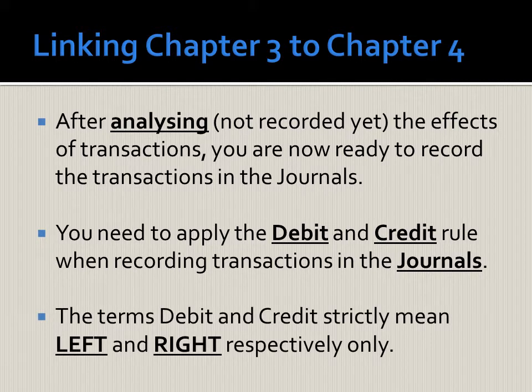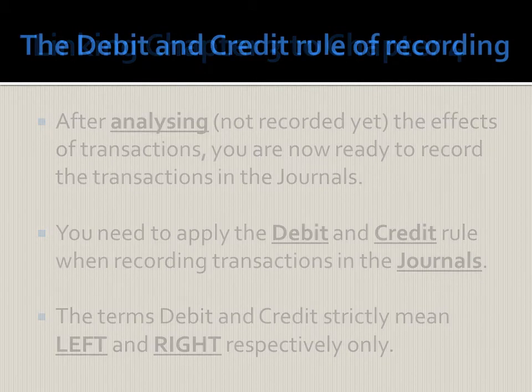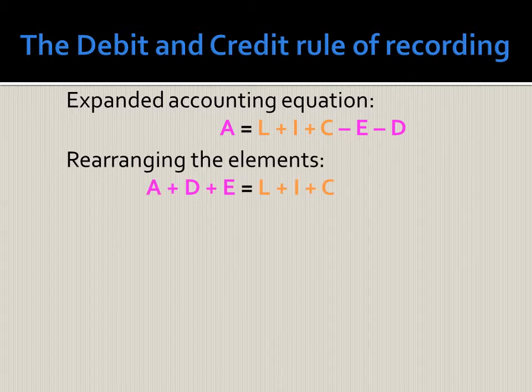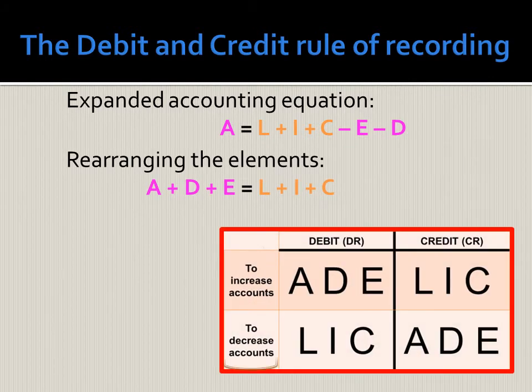The terms debit and credit strictly mean left and right. From the expanded accounting equation, we have assets equals liabilities plus income plus capital minus expense minus drawings. We can rearrange the elements to get assets plus drawings plus expenses equal to liabilities plus income plus capital.